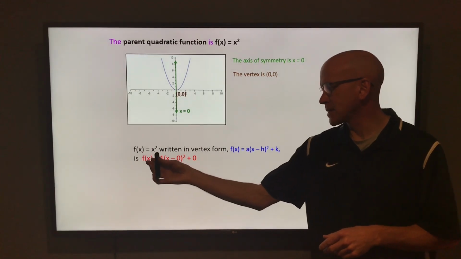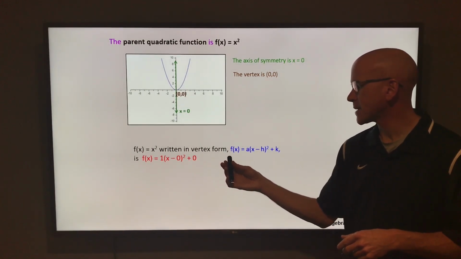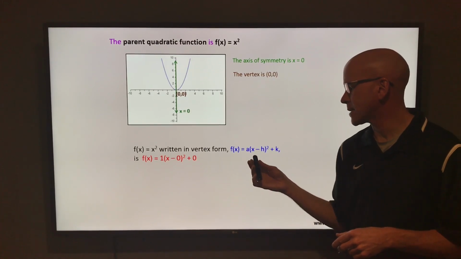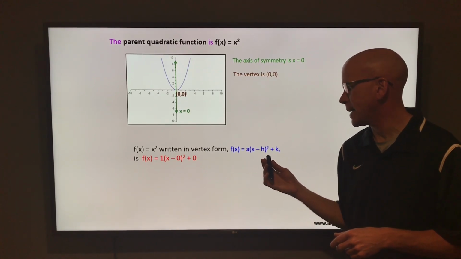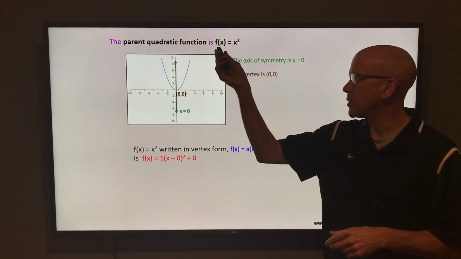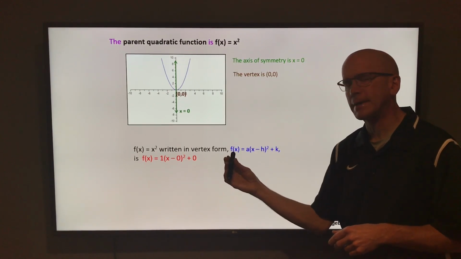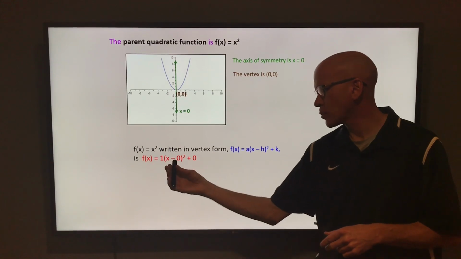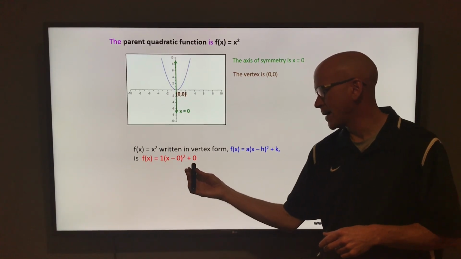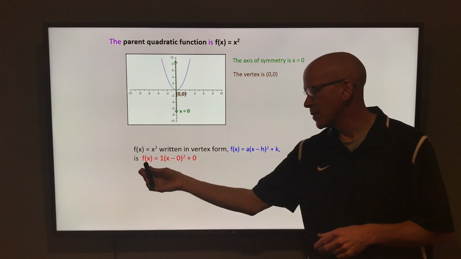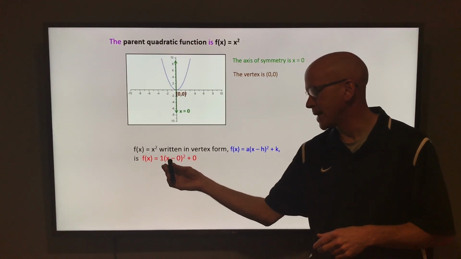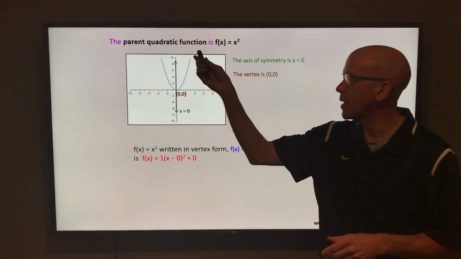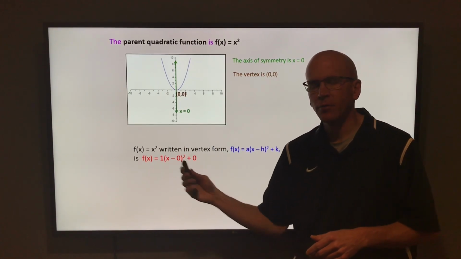f of x equals x squared written in vertex form. Now vertex form for a quadratic function is f of x equals a times the quantity x minus h squared plus k. If you want to take that parent function, f of x equals x squared, and put it in vertex form, the x-coordinate of the vertex is 0, the y-coordinate of the vertex is 0. So that would be f of x equals 1 times x minus 0 squared plus 0. That is the parent quadratic function written in vertex form.